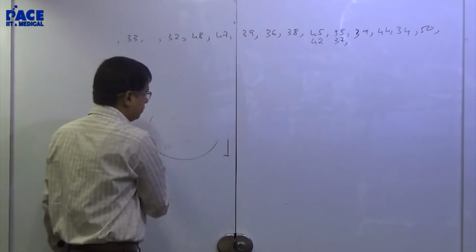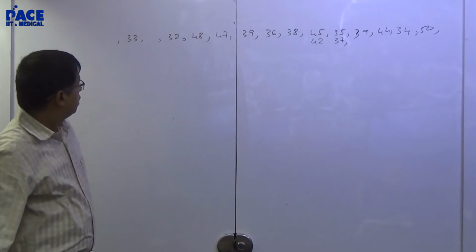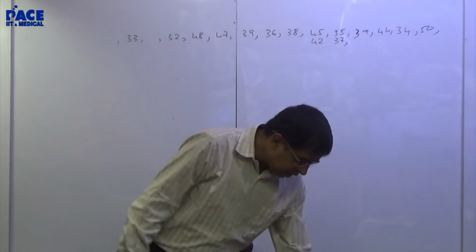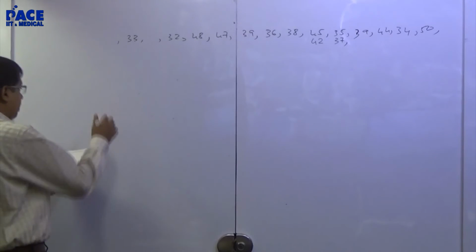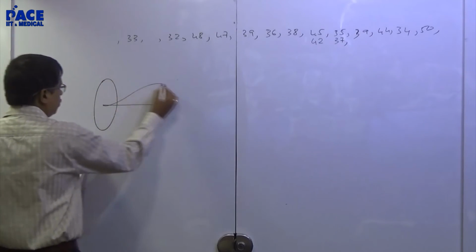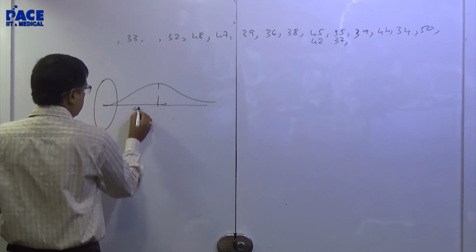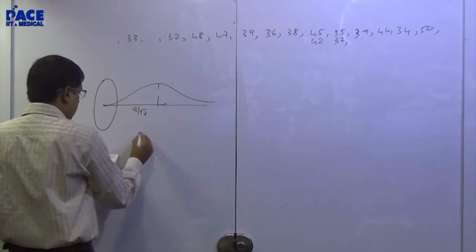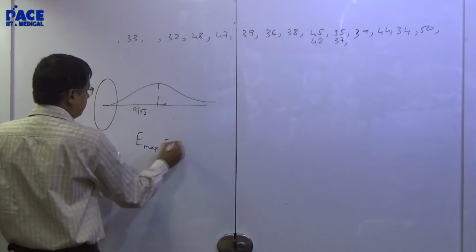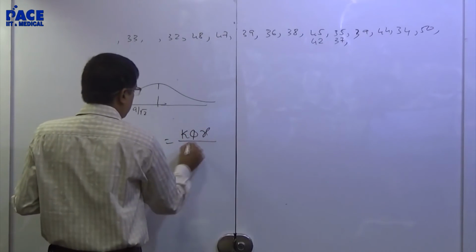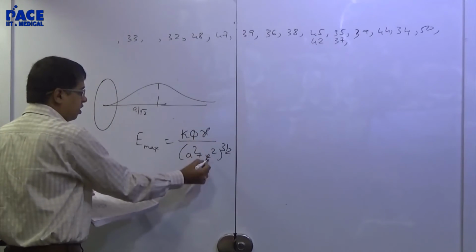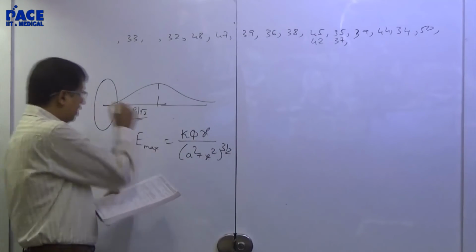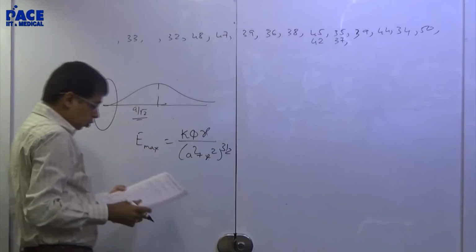Got it. 32. The maximum electric field intensity on the axis of a uniformly charged ring of radius A is at A by root 2. Yes or no? Substitute: E maximum will be KQX upon (A square plus X square) to the power 3 by 2. Instead of X substitute A by root 2, you get the answer.